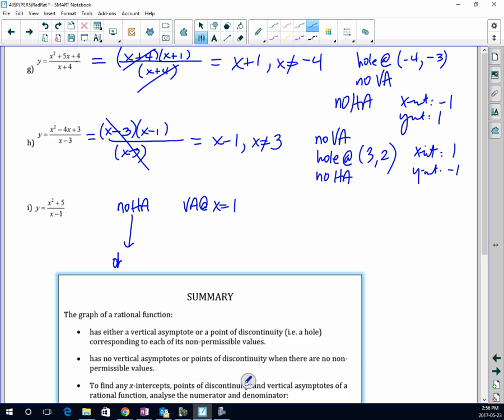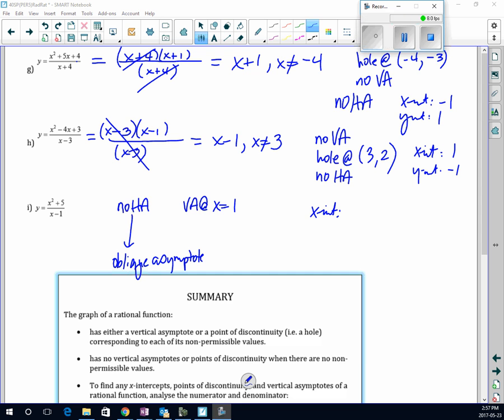Again, you won't necessarily need to recognize it, but you might want to recognize something like this, that there is no horizontal asymptote. Is there an x-intercept? It's actually the root of -5, so that means none, right? Y-intercept? -5.